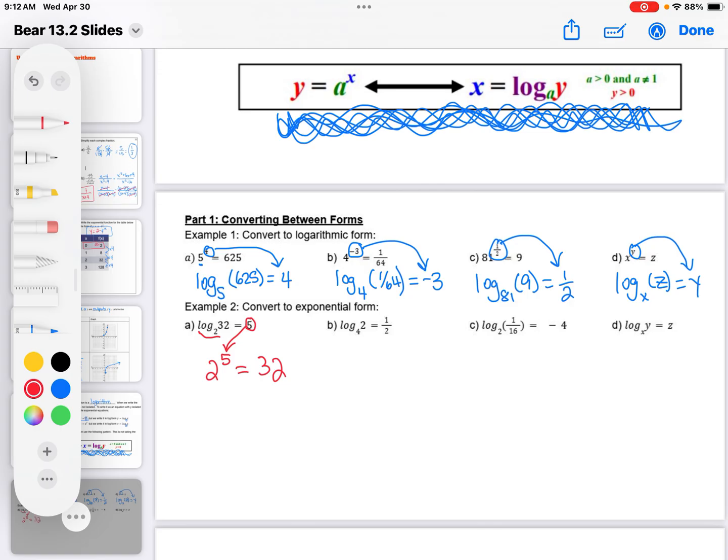On the next one, the base of the log is 4. The logarithm is equal to 1/2, so that's the exponent. And 4 to the 1/2 is 2. Next one, we have 2 to the -4 equals 1/16. And generally, the last one, we have x to the power of z equals y.